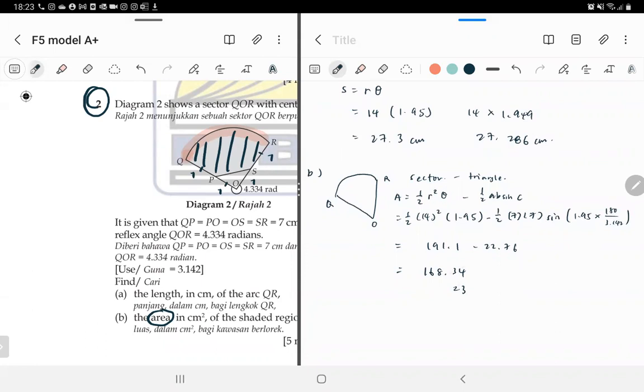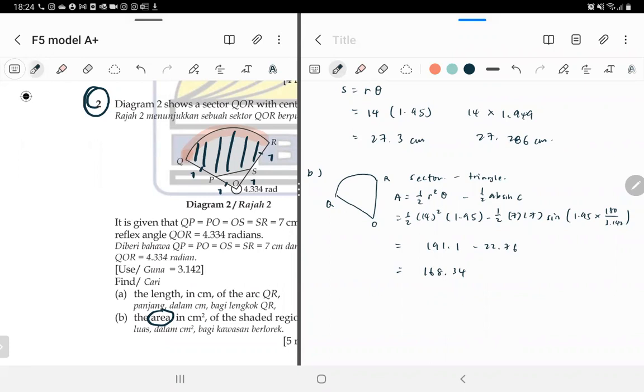Cannot be 232. You say 168.232, right? 232 cannot. It's too big a difference already. This one 23 and 34, too big a difference already. Impossible. Check again your calculations. It shouldn't be that far away.